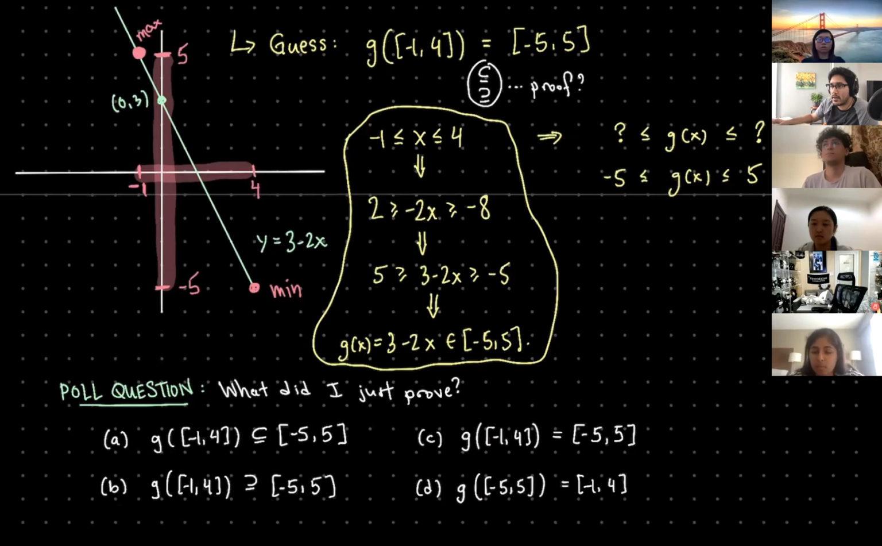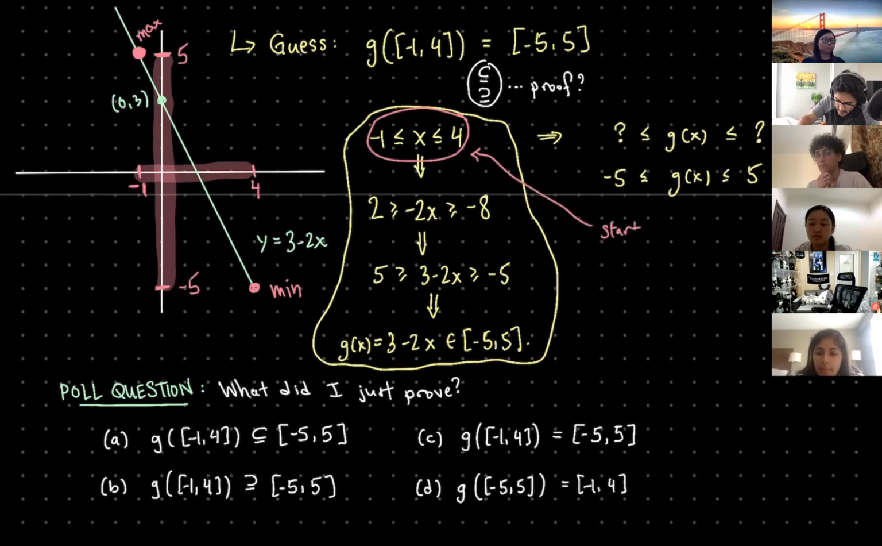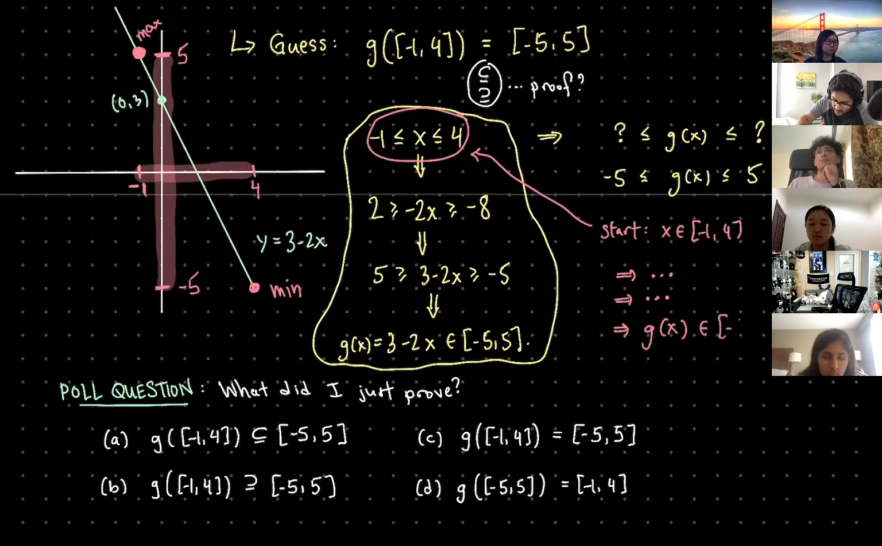Okay. All right. So let's see the results. Most people said A. 60% of the class said A. A lot of people said B, said C as well. Well, look what I did, right? My process was I started with this assumption that x is between -1 and 4, and I did some logical steps, let's write it like this, until I reached the conclusion that g of x is in negative 5 to 5, right?